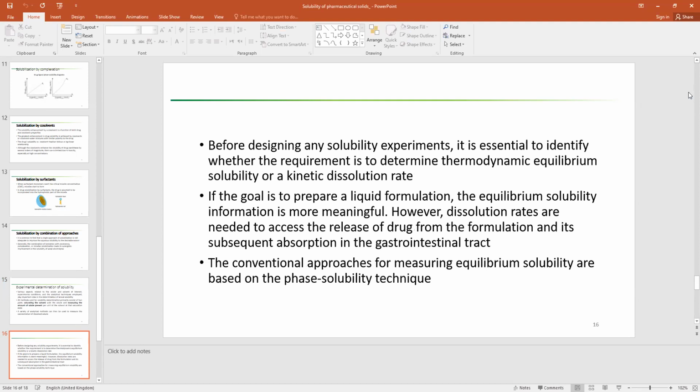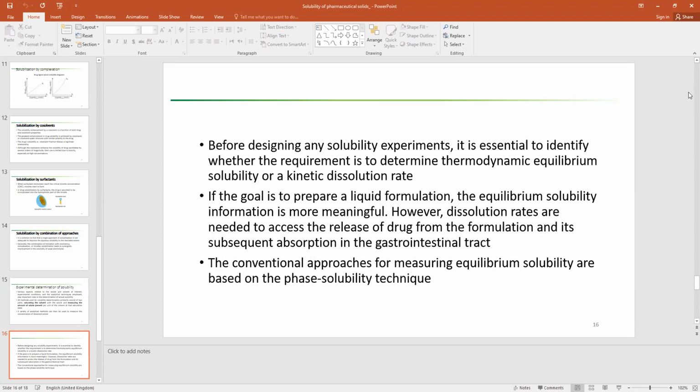Now, before designing the solubility experiments, we should identify the requirements: whether to determine the thermodynamic equilibrium solubility, or if you want to understand the kinetic dissolution rate. If the goal is to prepare a liquid formulation, then equilibrium solubility information is more meaningful for us. However, if we need to understand dissolution rate, this is the case when we need to understand the release of a drug from the formulation and the subsequent absorption that will be affected in the gastrointestinal tract.